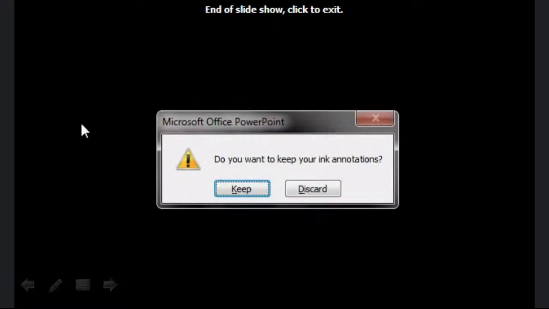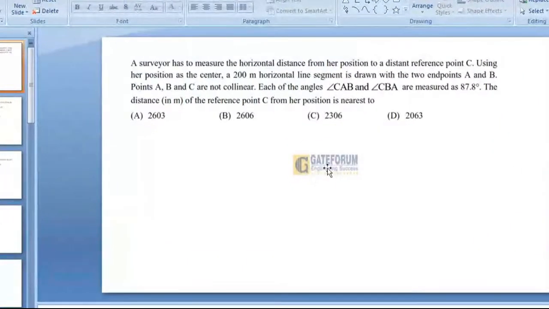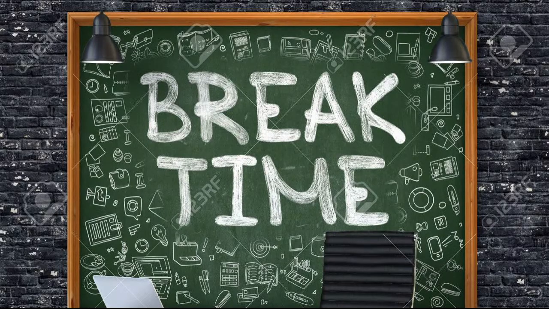Let us move on. Okay, so we have just finished the EC. So let us now go ahead to the next one, the electrical one. Let us take a break before we start the electrical.